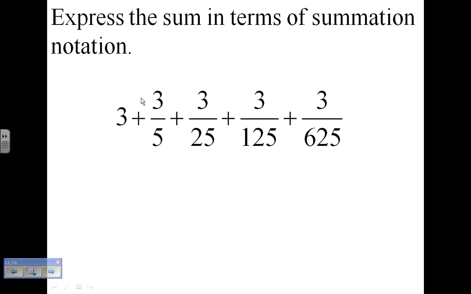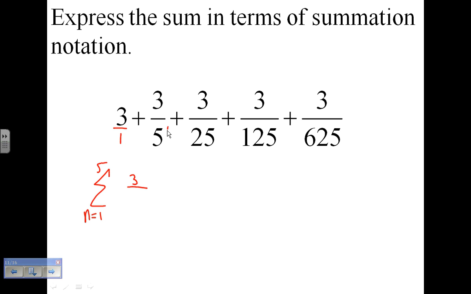Express in summation notation. Remember, this could be over a 1. So, looks to me like there are 1, 2, 3, 4, 5 terms. I always like to start mine with 1, sometimes 0. Looks like the top number doesn't change. Looks like the bottom one does.